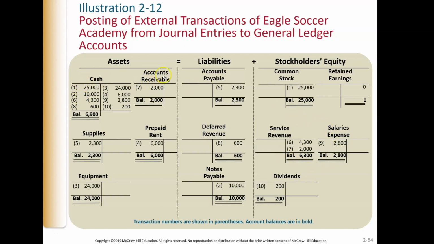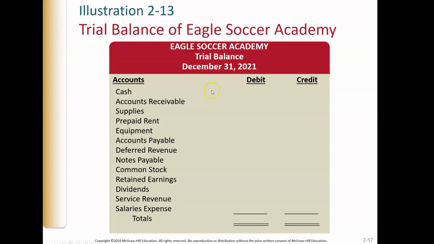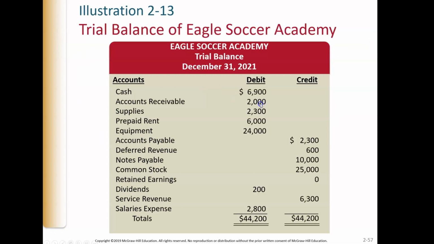So we've posted all of our transactions to all of our accounts, and we've given balances for each account. So we analyzed, journalized, and posted. The next step would be to prepare a trial balance. This is where we just list all of our accounts.